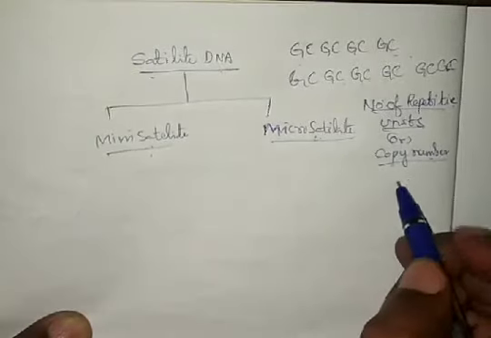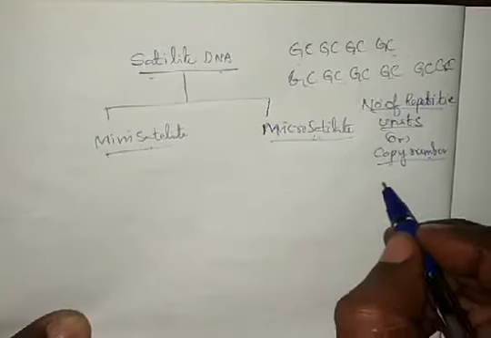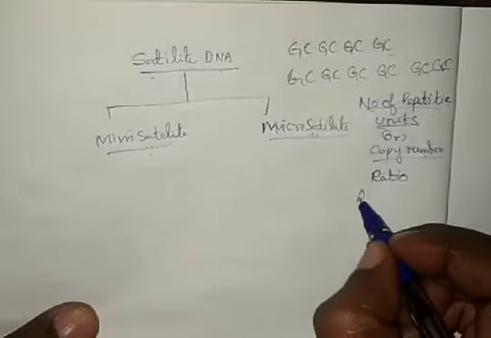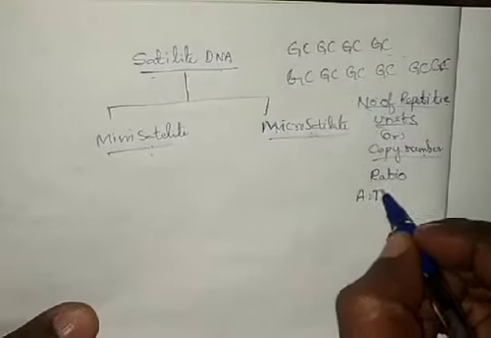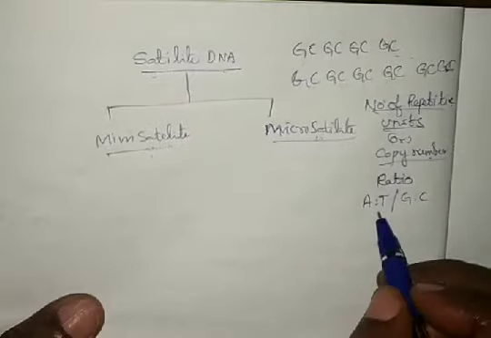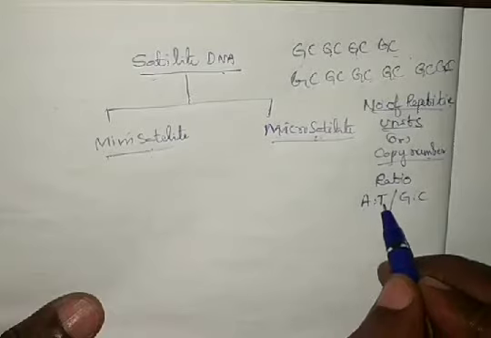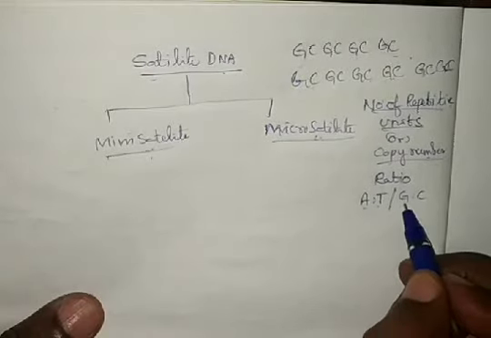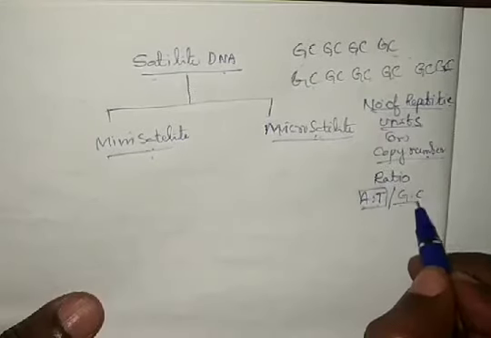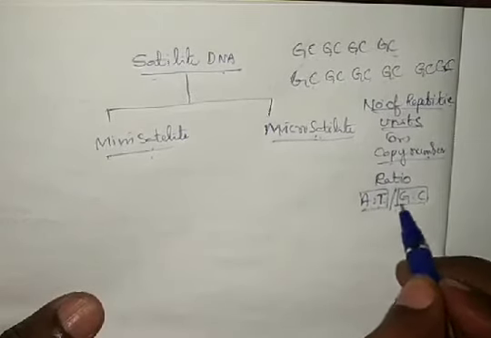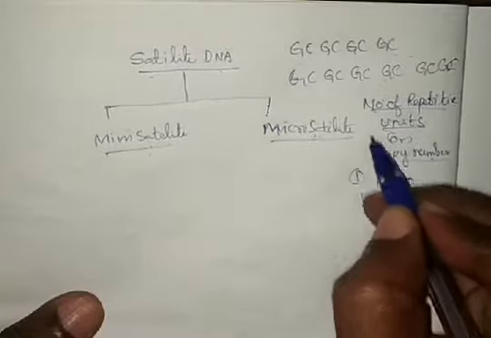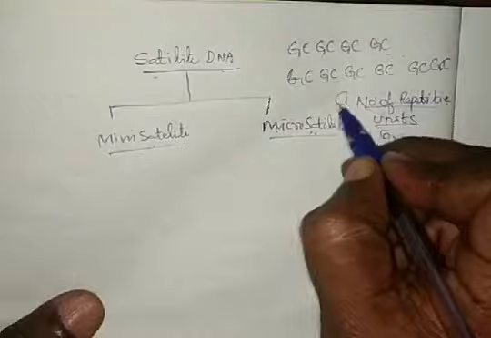And one more is the ratio of AT and GC, the adenine-thymine base pairing and the guanine-cytosine base pairing. Based on the ratio of these pairs, AT and GC, this is the second point. This is the first point.